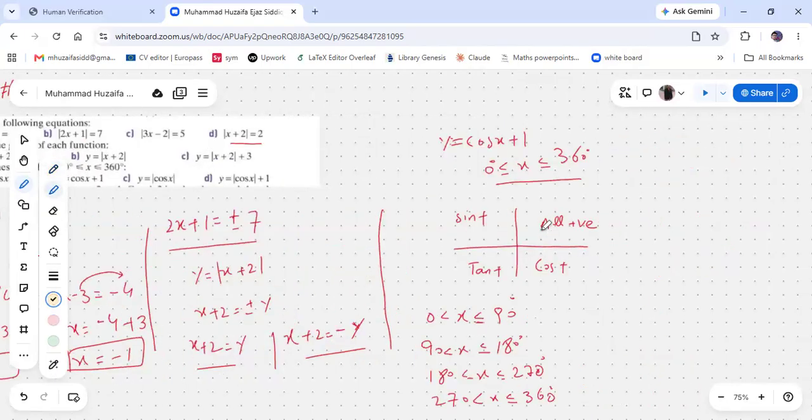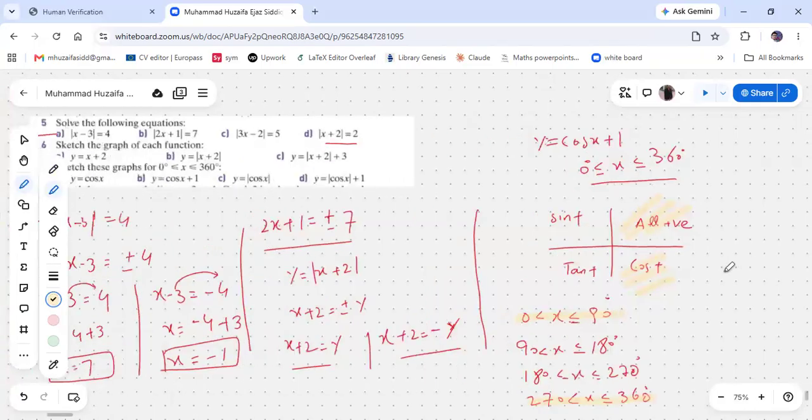Look at here. In this manner cos is positive here, and also cos is positive here, in those quadrants. So on behalf of this, our domain will be positive on this one, and this is from 270 to 360, and so on. Then you can put in the values.